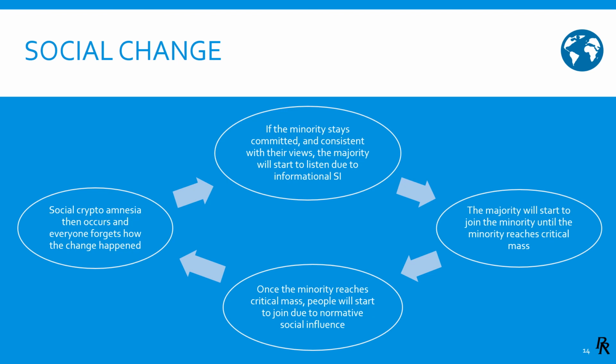Moving on to social change. If the minority stays committed and consistent to their views, the majority will start to listen due to informational social influence. The majority will start to join the minority until the minority reaches critical mass. Once the minority reaches critical mass, people will start to join due to normative social influence. Then social cryptoamnesia occurs and everyone forgets how the change happened.